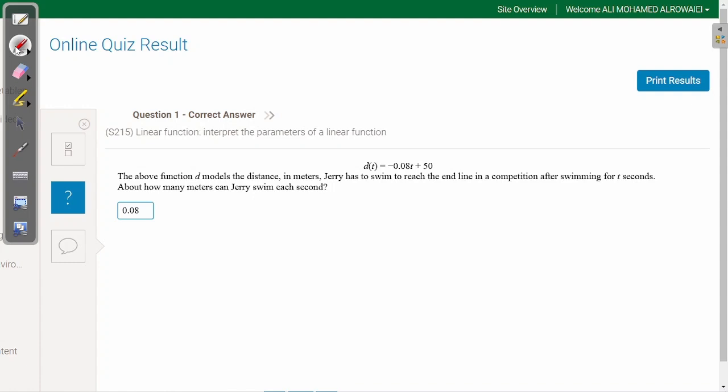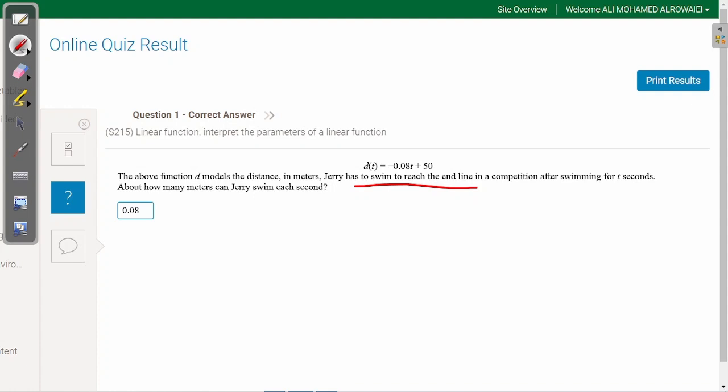The above function D models the distance in meters Jerry has to swim to reach the end line in a competition after swimming for T seconds. But how many meters can Jerry swim each second? Okay, the most important part, remember, the function D, the distance, has to swim to reach the end. So it's not the distance he swam, it's the distance he needs to swim to reach the end.